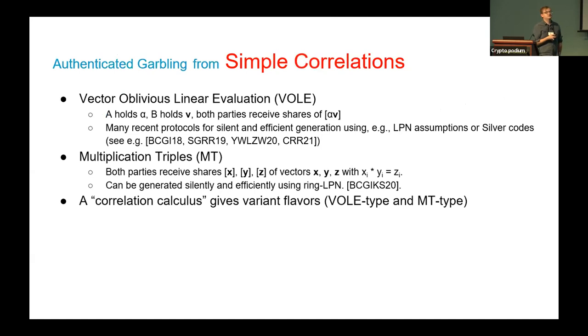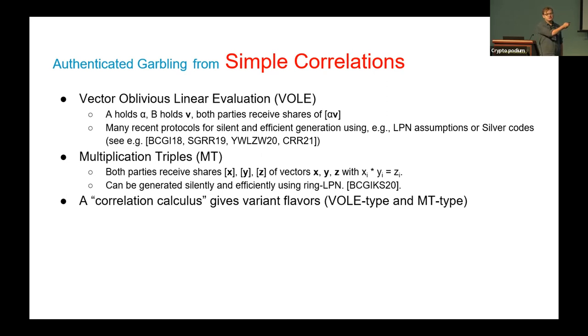So we have simple correlations instead. Let me spell out what we do have. We have basically two kinds of randomness. We have vector oblivious linear evaluation, or VOLE, which has been studied a great deal in the last 5 years, where you take a scalar times a vector and you share it. And then you also have multiplication triple type randomness. Multiplication triple type randomness is, of course, not new. It goes back to GMW kinds of constructions and Beaver triples, but only recently have we been able to generate it concretely efficiently using this ring LPN work.